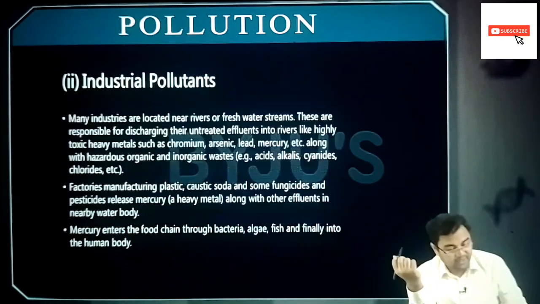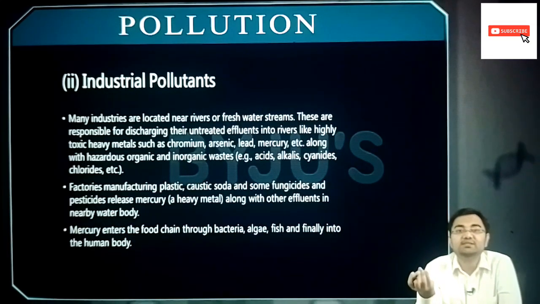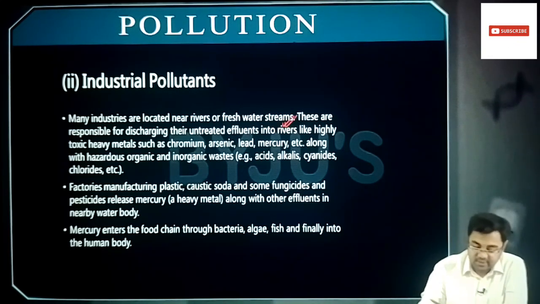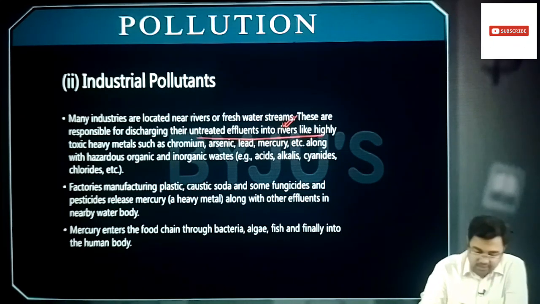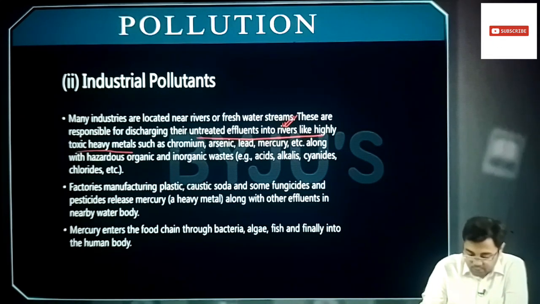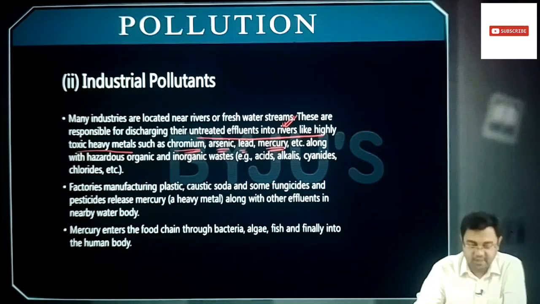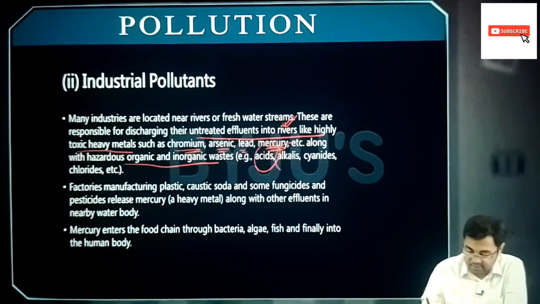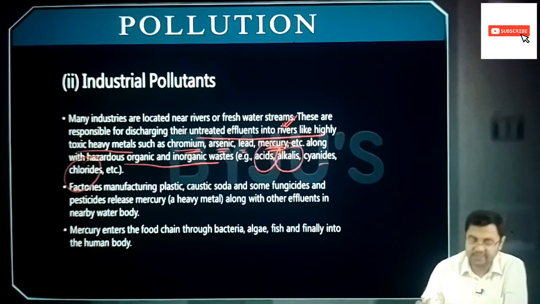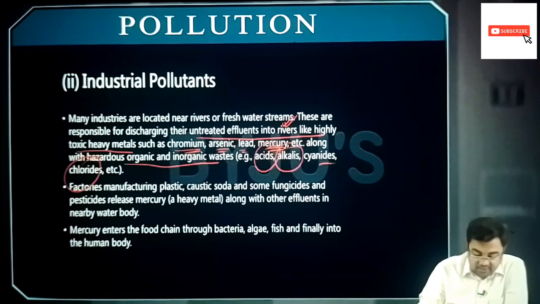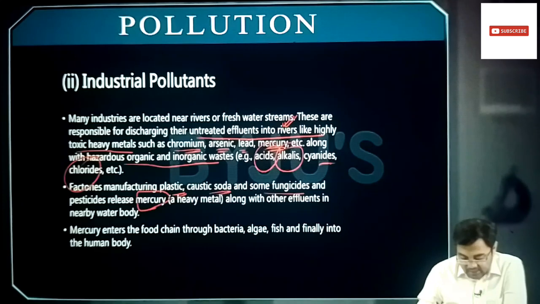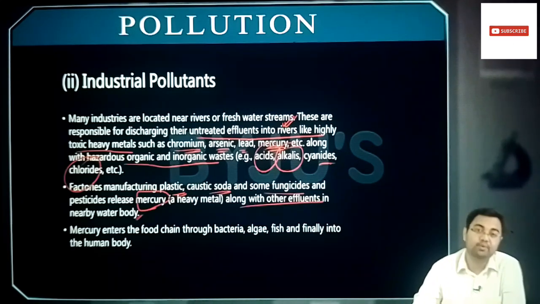Then the second one that we have is industrial pollutants. Many industries are located near rivers or freshwater streams, and these are responsible for discharging their untreated effluents into rivers, like toxic heavy metals such as chromium, arsenic, lead, mercury, etc., along with hazardous organic and inorganic waste such as acids, different alkalis, chlorides, cyanides, etc. The factories which are manufacturing plastics, caustic soda, and some fungicides and pesticides release mercury into the nearby water body along with some other effluents.